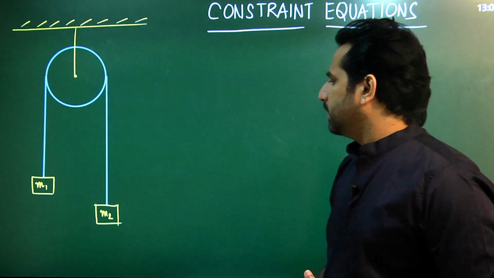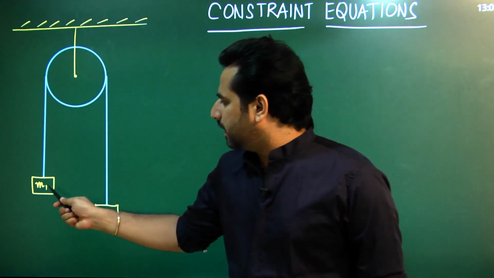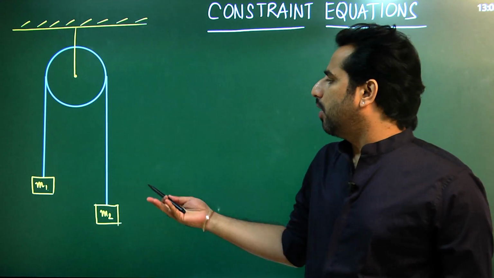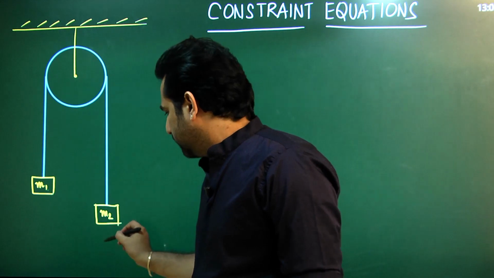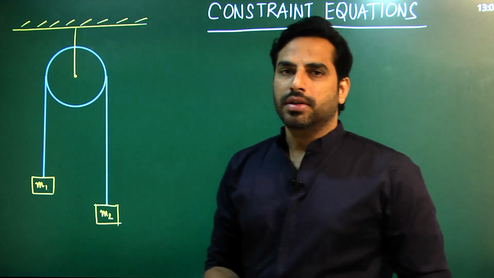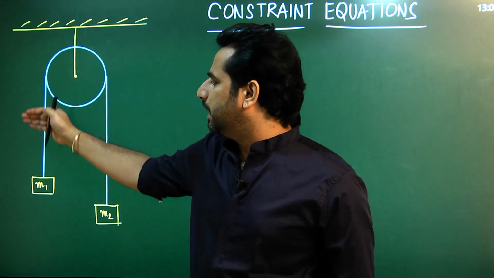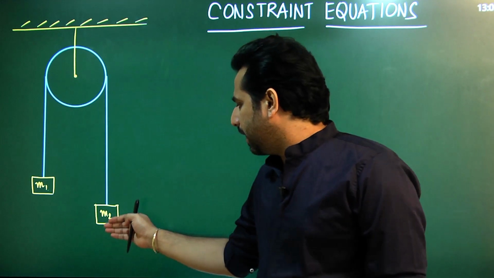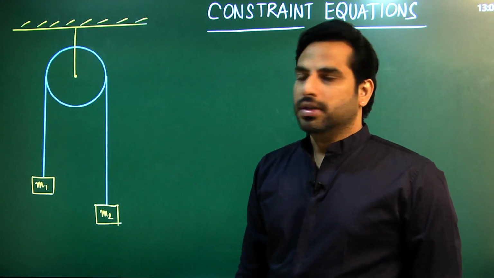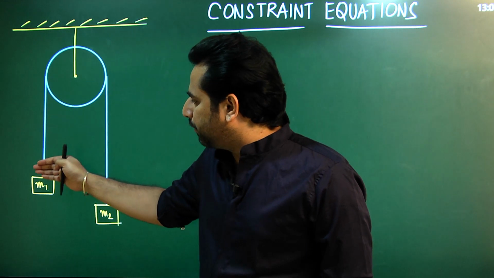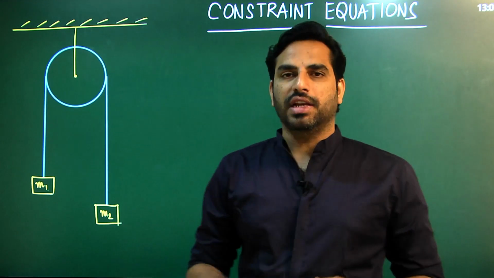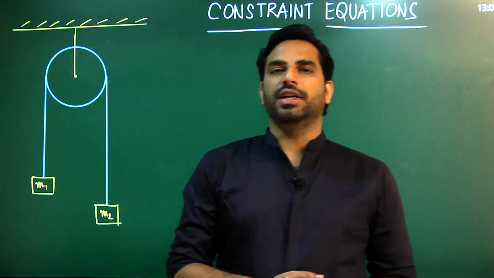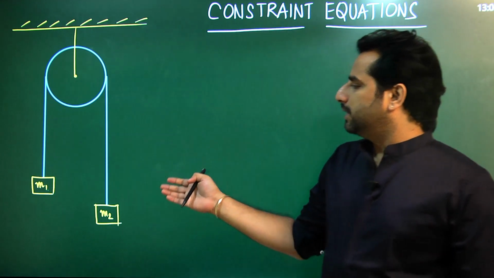In a simple Atwood machine, the relation between acceleration of m1 and m2 is so obvious. If m1 goes up by 1 meter, m2 would certainly come down by 1 meter. So if the velocity of m1 is 1 meter per second up, then velocity of m2 would be 1 meter per second down. If acceleration of m1 is a up, then acceleration of m2 is a down. That is clearly understood. We don't need constraint equations to solve this case.